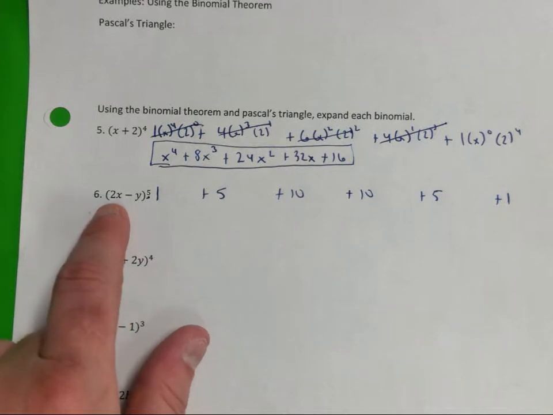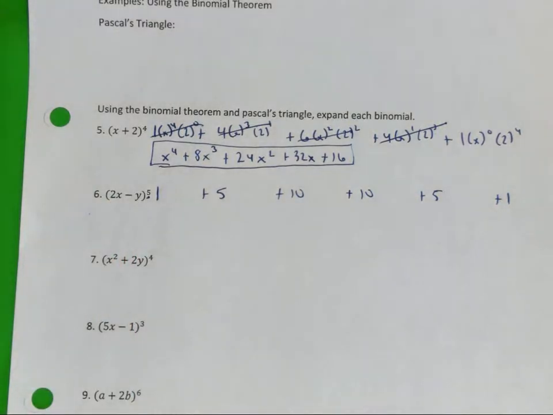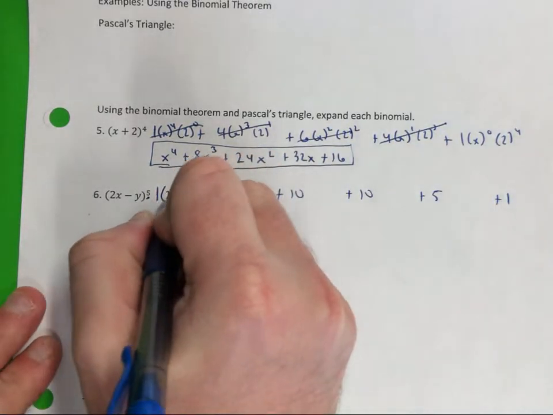I'm going to start with this first one, 2x. I'm going to raise 2x to what power? 0 or 5? 5. You start with that and go in descending order. Watch how I do this.